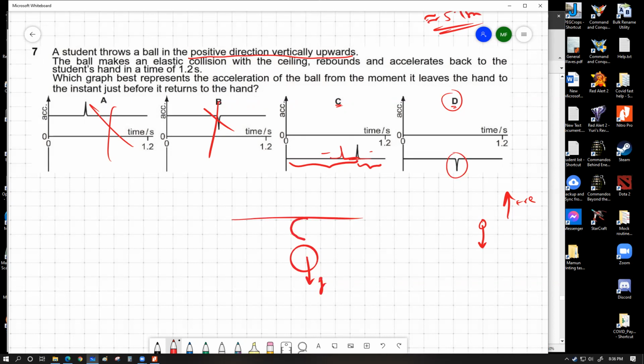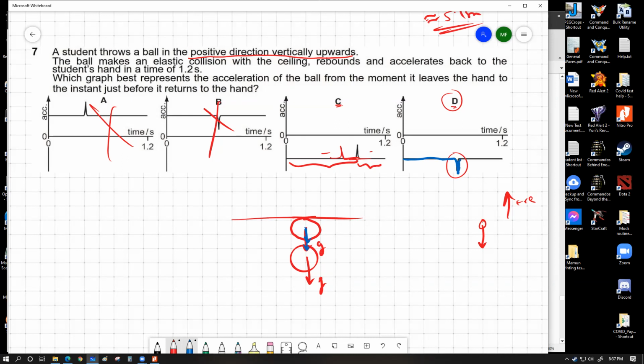For the duration the collision goes on, the weight still works, so G is also there, and the ball would get an additional amount of downward acceleration because of the force, because of the collision. Which means the downward acceleration for the duration of contact with the ceiling will be bigger. As long as the contact happens, your downward acceleration is going to be bigger than the G value.